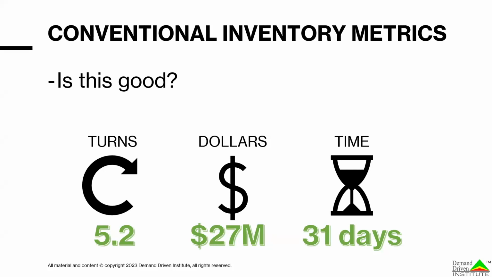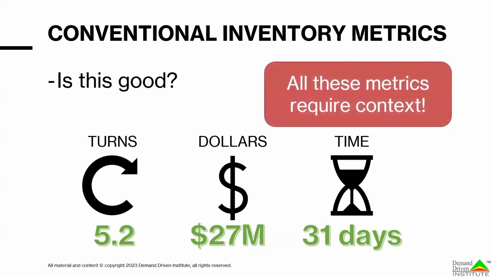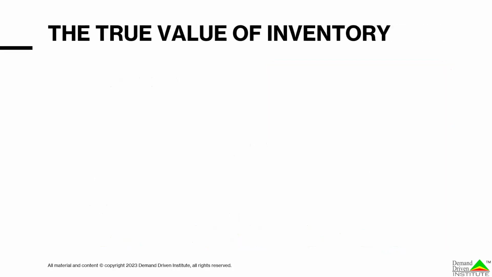All right. In other words, all of these three metrics, they don't tell a story at all. They just lead to more questions. They don't answer questions, they lead to more questions. They all require a massive amount of context, right? Okay, so let's stick with this true, conceptual value of inventory. What's the value of inventory? What's the true value of inventory?